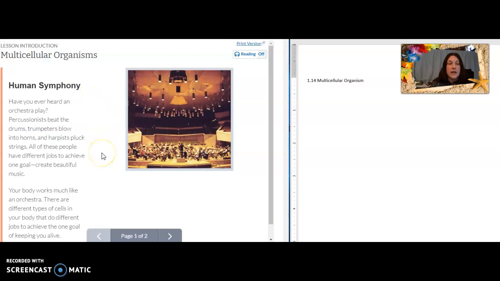Human symphony. Have you ever heard an orchestra play? Percussionists beat the drums, trumpeters blow into horns, and harpists pluck strings. All of these people have different jobs to achieve one goal: create beautiful music. Your body works much like an orchestra. There are different types of cells in your body that do different jobs to achieve the one goal of keeping you alive.